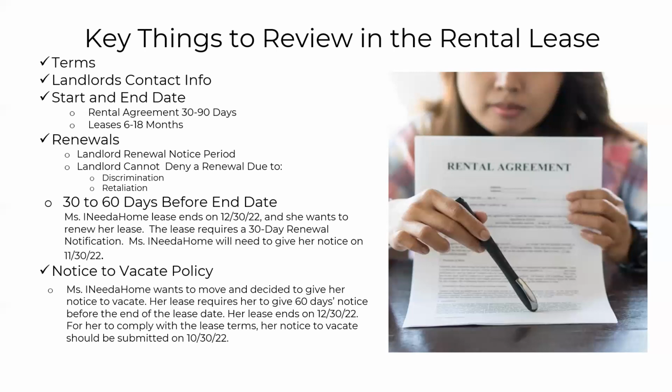Renewals. Many times, a rental lease ends on the date stated, but not always. Some rental leases automatically renew unless written otherwise in the lease. So you need to check to see what your lease says about renewals. Most rental leases require the renewal notification 30 to 60 days before the end date of the lease. During that time period before the lease expires, the landlord should be mailing or hand delivering a letter that states the tenant's renewal status is up.